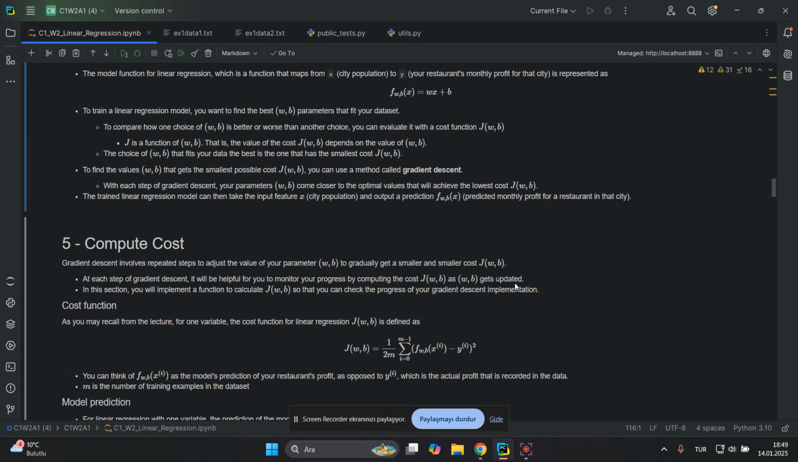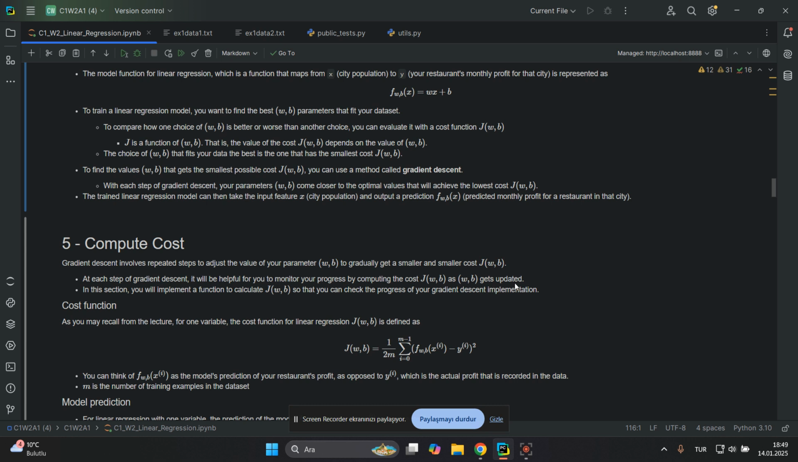Each involves steps to adjust the values of parameters w and b to gradually get a smaller and smaller J(w,b). At each step of gradient descent, it is helpful to monitor your progress by computing the cost J(w,b) as it gets updated. In this section, you will implement a function to calculate J(w,b) so that you can check the progress of your gradient descent implementation.